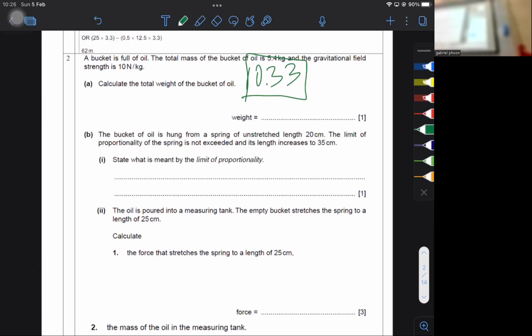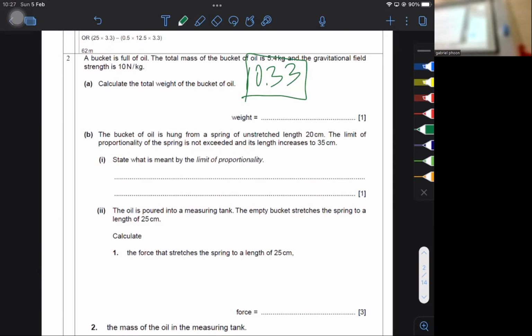This force is the one that caused the extension to go from 20 to 35, right? So you can find the spring constant in this way. With this spring constant here, you're supposed to multiply this new extension, which is from 20 to 35, to find the force.